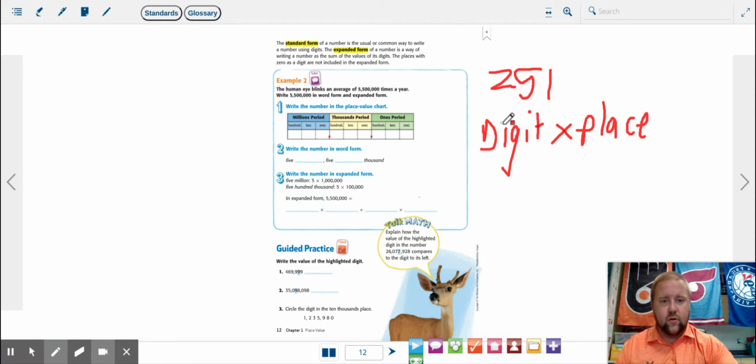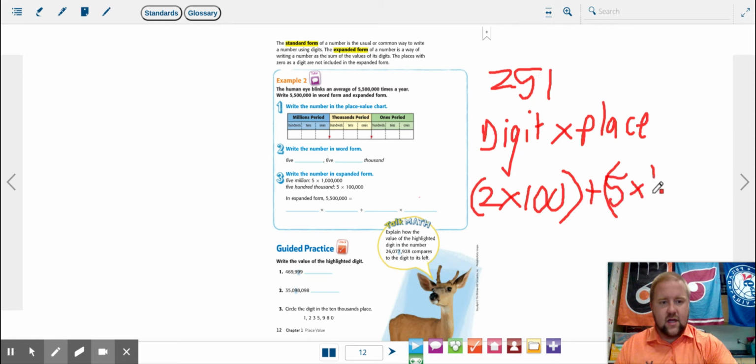So on this number 251, we've got the digit 2 times the place. The 2 is in the 100s place, so it's going to be 2 times 100. I like to put it in parentheses to remind me that is one of the numbers. Okay, for expanded form, we're adding all the values together. So we do digit again, 5 times the place it's in, which is the tens place. I put that into parentheses. And then again, digit 1 times the place it's in, which is the ones place, okay?